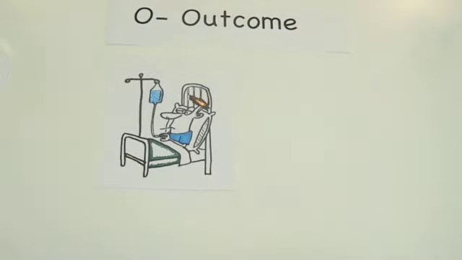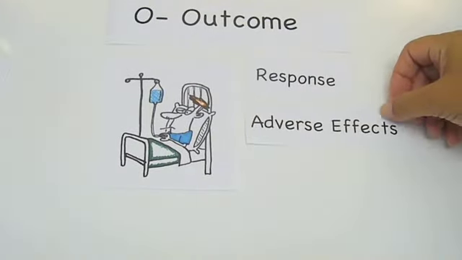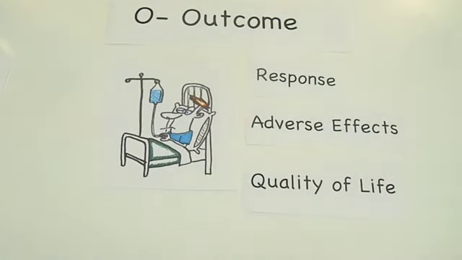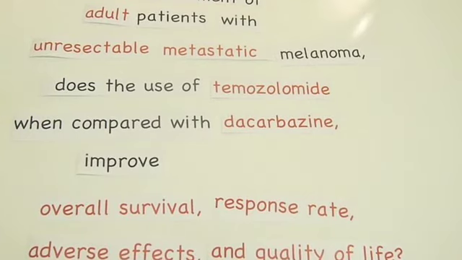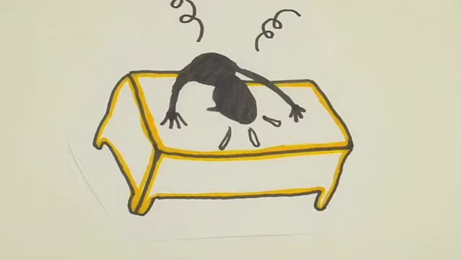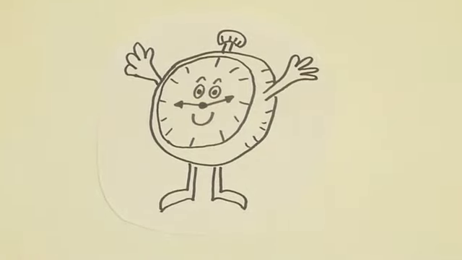There may also be other outcomes that would be important to the patient, such as the response to treatment, the adverse effects of these drugs, and the impact on quality of life, like swallowing a pill instead of getting a needle. A better way to state our outcomes could be improve overall survival, response rate, adverse effects of treatment, and quality of life. Phew, that's a lot of things to think about, but it is worth taking the time to do it right and prevent problems later.